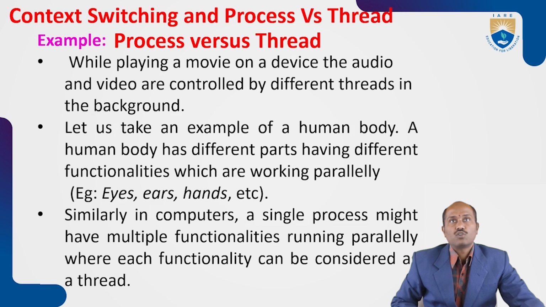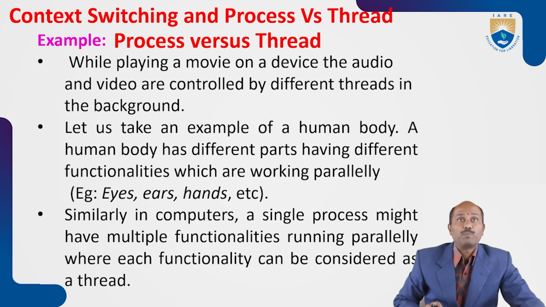Let us take an example of the human body. A human body has different parts like hands, ears, eyes, and nose, but their functionalities work parallelly. Similarly, in a computer, a single process might have multiple functionalities running parallelly, where each functionality can be considered a thread. So this is an example I like very much.